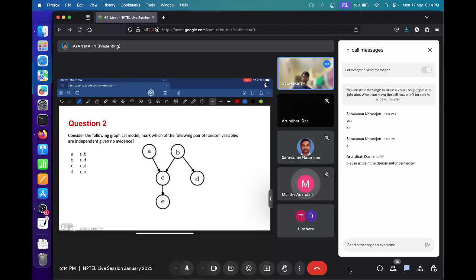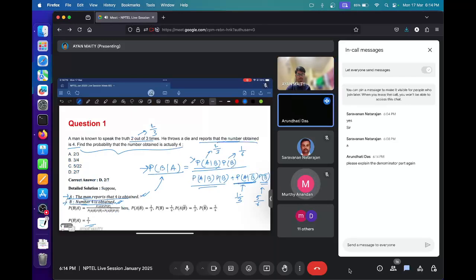Now question 2. Hello. Yes. Please explain the denominator part again. So the numerator you have understood. Yes. So here the first part of the denominator is simply the numerator. And in the second part, probability of A given B complement into probability of B complement, these two things you have to compute.